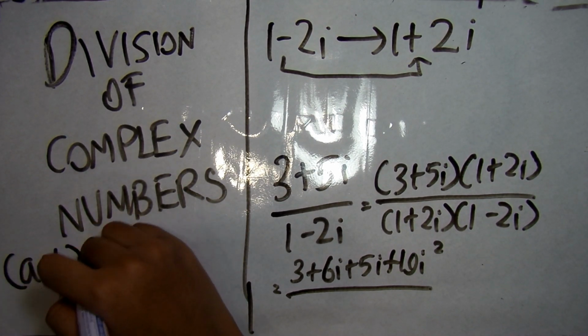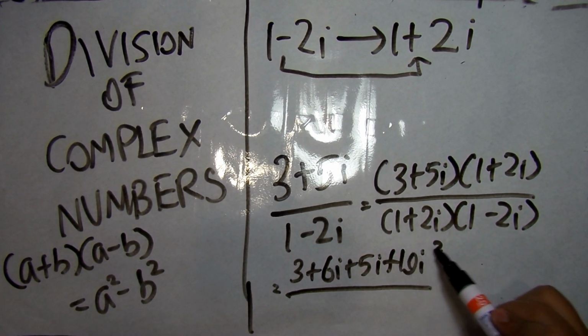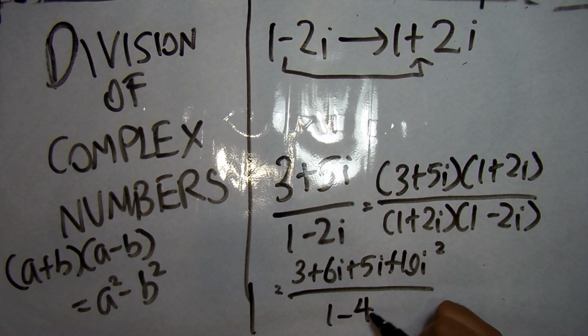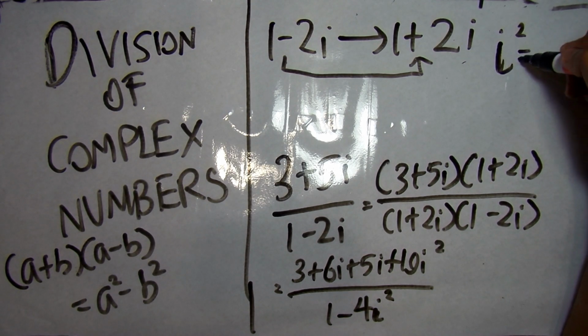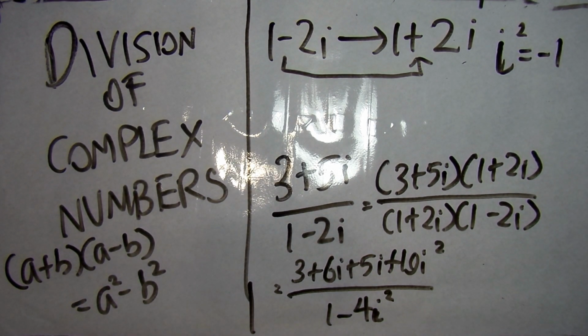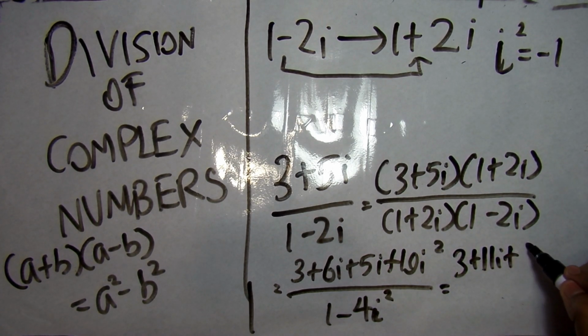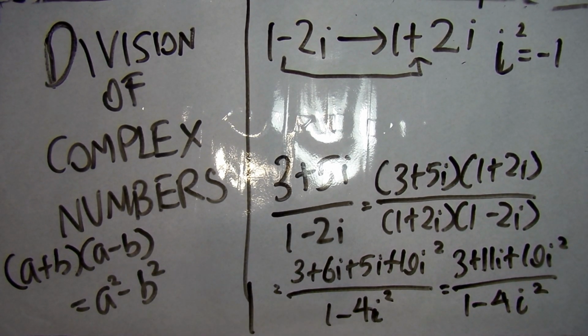(a plus b) times (a minus b) is equal to a squared minus b squared. So 1 times 1 is 1, 2i times negative 2i is negative 4i squared. And again, we're going to apply the rule of i squared being equal to negative 1 to simplify this to the simplest possible expression. So we combine the like terms: 3 plus 11i plus 10i squared over 1 minus 4i squared.